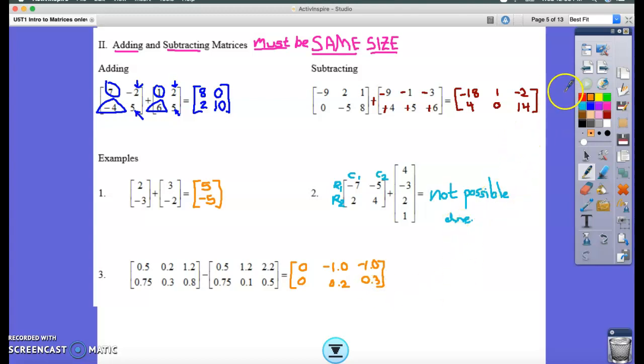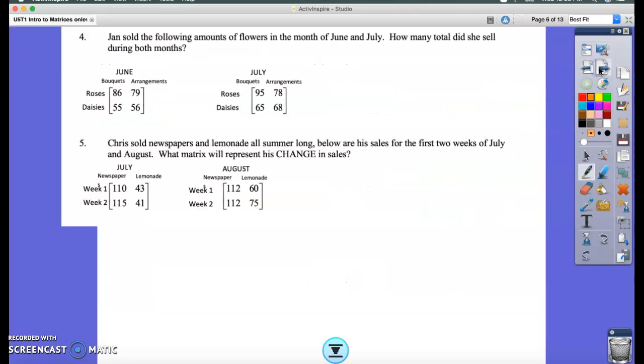I hope you think that's very simple. Speaking of simple, I'm actually going to throw in something I just like here. These are word problems, which sound intimidating, but it's matrix word problems, so we're going to start with basics. Jan sold the following amounts of flowers in the month of June and July. How many, here's our key word, total did she sell? Total implies we are summing them up. So all I have to do is add these two together.